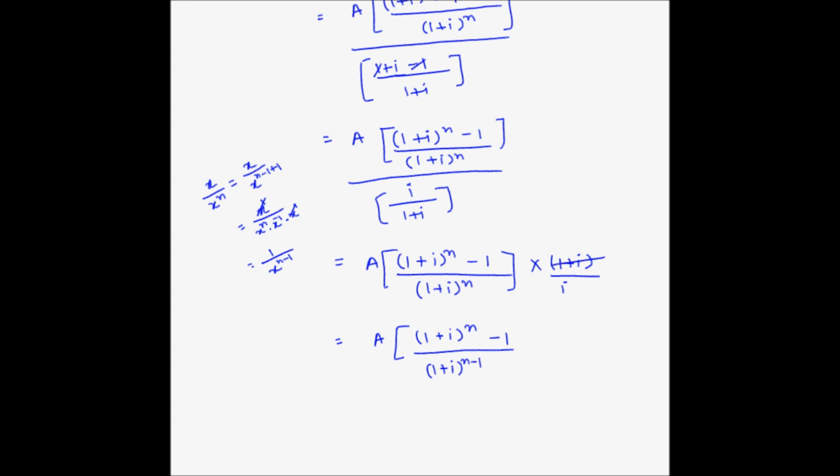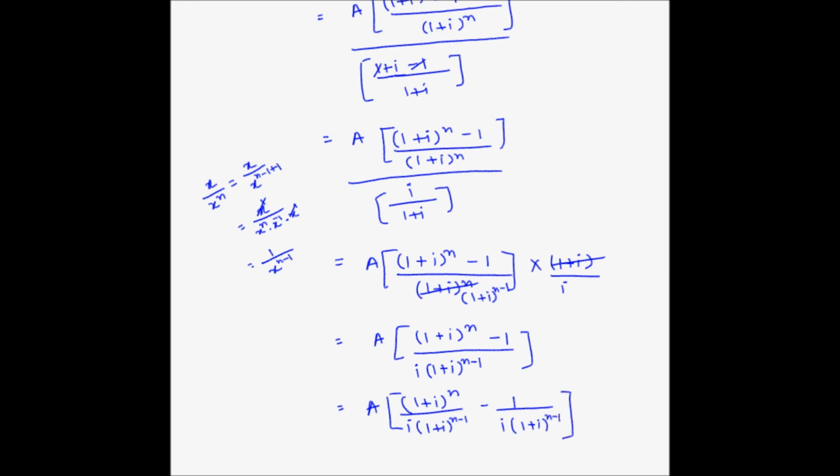So basically this got cancelled with this, and this became 1 plus I to the power n minus 1 into I. So into I. Now we can further simplify this by A into 1 plus I to the power n divided by I into 1 plus I to the power n minus 1 minus 1 divided by I into 1 plus I to the power n minus 1.